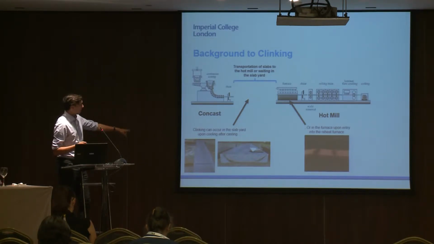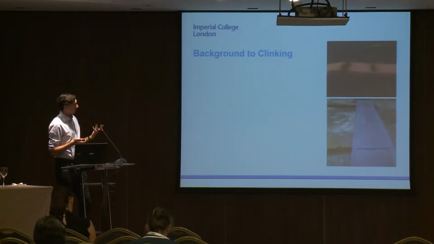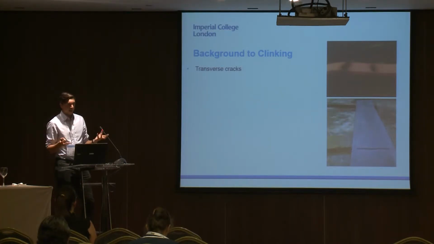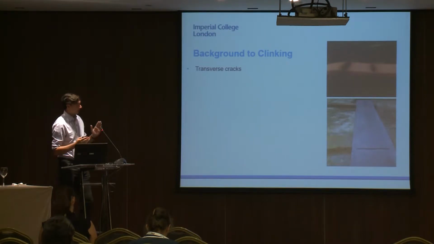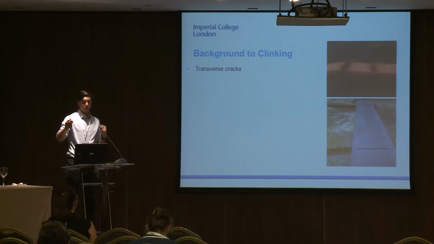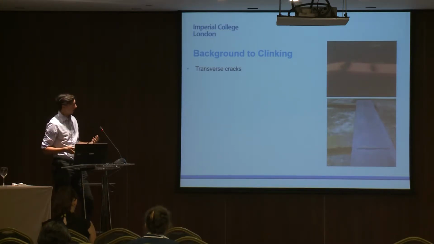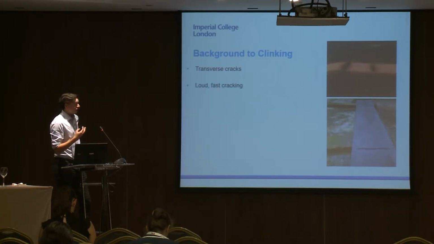Now, what we know from this is that when it cools down to a very low temperature, this happens much more frequently. So, a little bit of an overview. Bear those two pictures in mind. Things that we can understand about clinking so far are that the cracks are transverse, so they are running perpendicular to the direction of casting. If you imagine you're casting a slab in that direction, all the cracks that we see are running perpendicular to that. We know that it's quite a loud and fast cracking, so through that we get thinking this is a brittle fracture mechanism.